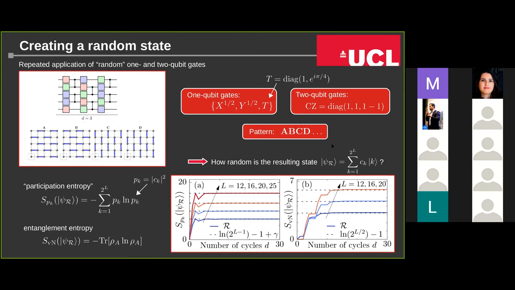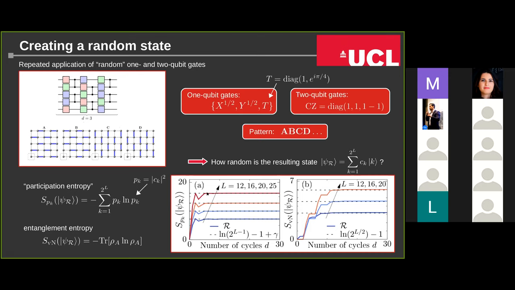In the beginning, this is zero because you start with a state where all qubits are in the zero state. So this is just a product state in the computational basis, and this entropy is zero. But then you see that by increasing the number of cycles, applying this random circuit over and over, this entropy grows very rapidly, and you saturate very quickly towards the value that you would expect for a completely random state. And this saturation is reached basically independent of the size of the system. So you always need only a small number of cycles to get the saturation to a completely scrambled state.